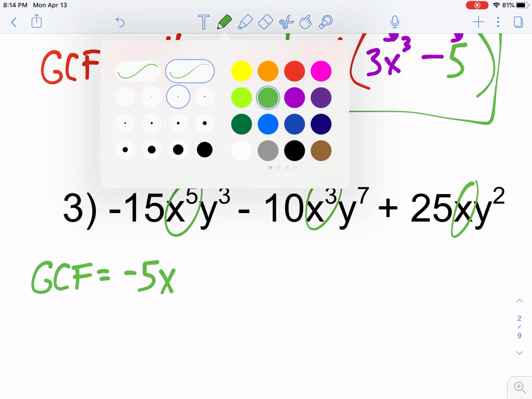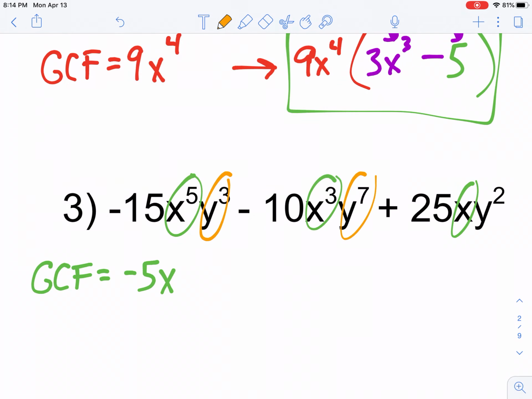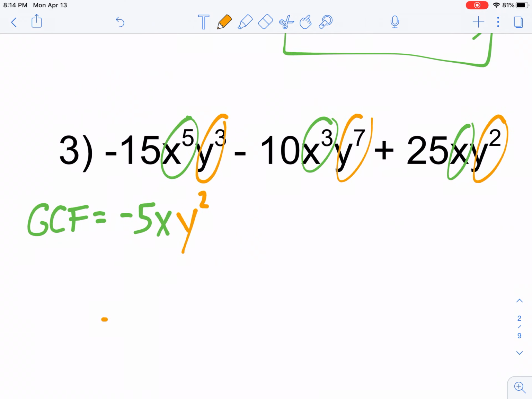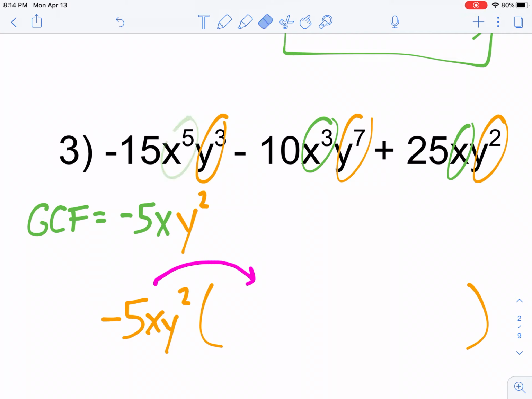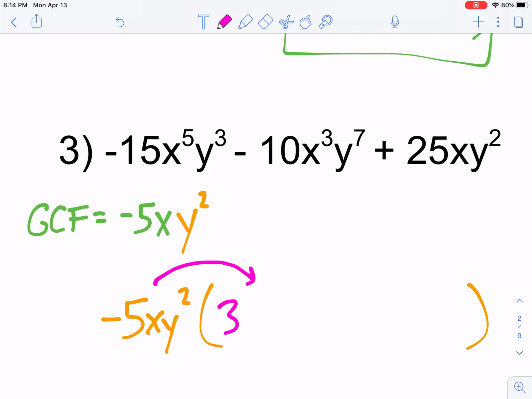Okay? And then, look at our y's. We have y to the 3rd, y to the 7th, and y to the 2nd. How many do they all have in common? They have 2 of them in common. So that's our GCF. So now we're going to write our GCF on the outside of the parentheses, like that. And now we have to think about, okay, what do we need to multiply by to get back to negative 15, x to the 5th, y to the 3rd? Okay? So to go from negative 5 to negative 15, we have to multiply by 3. To go from x to the 5th, we need x to the 4th. And to go from y to the 2nd to y to the 3rd, we need an extra y.